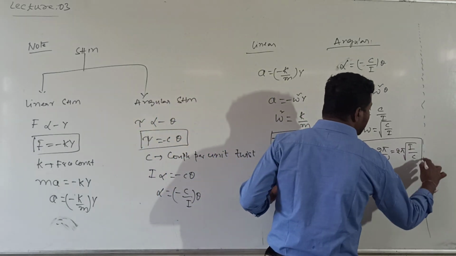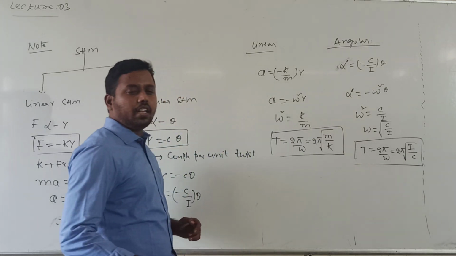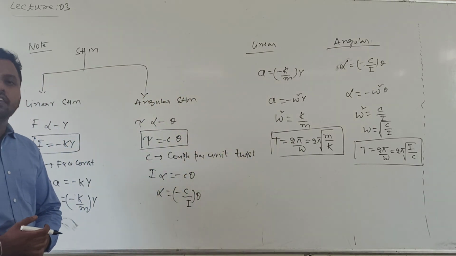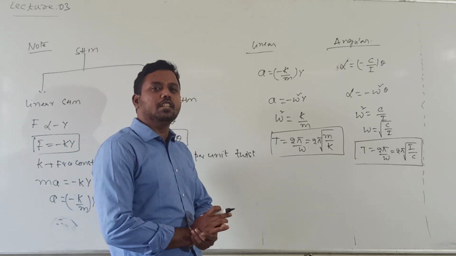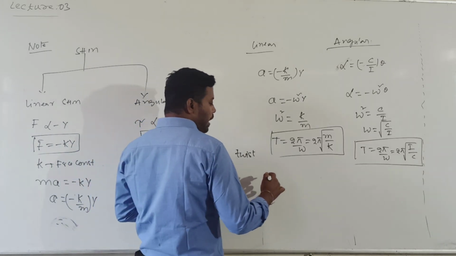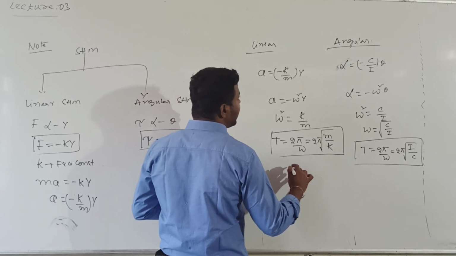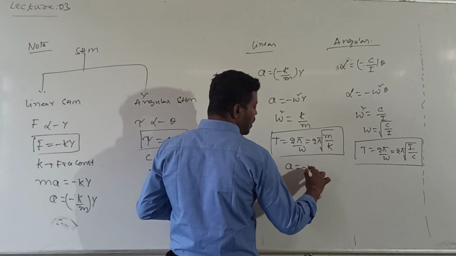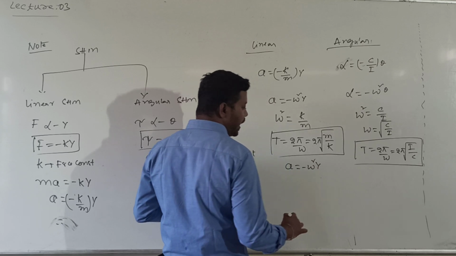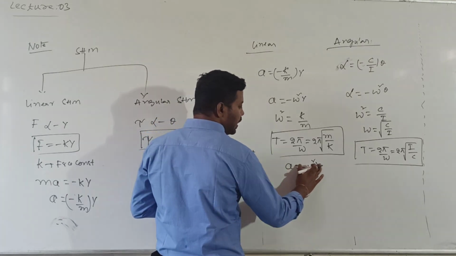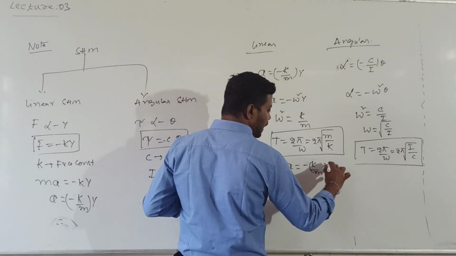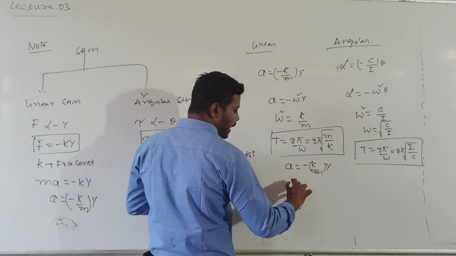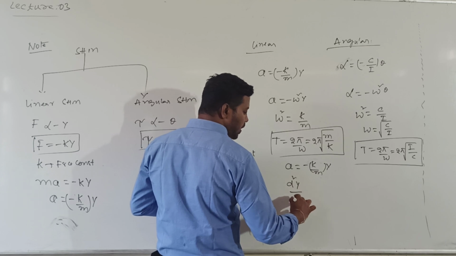This is the expression for time period whenever motion is angular SHM. For angular SHM, you should know the moment of inertia of that system also. Here I got a value: a equals minus omega square into y, or otherwise a equals minus k by m into y.